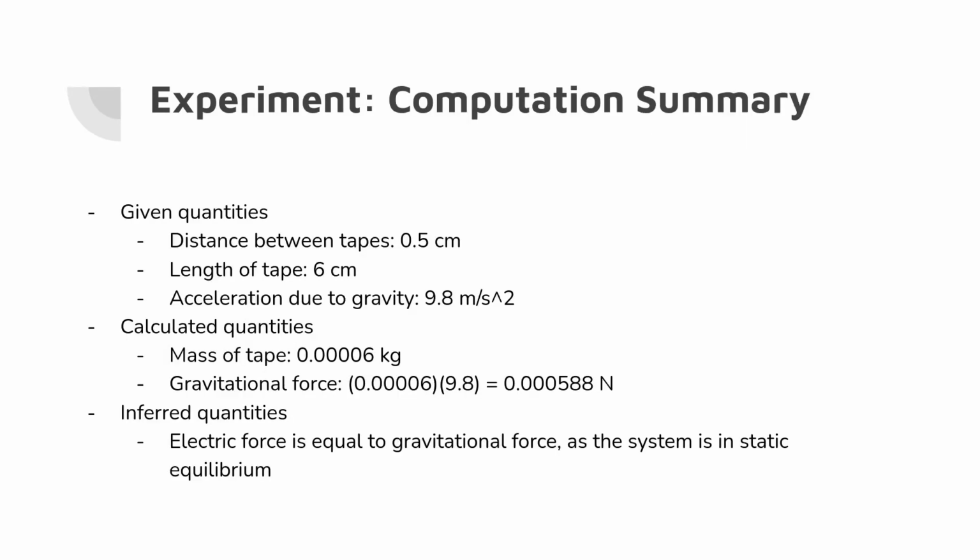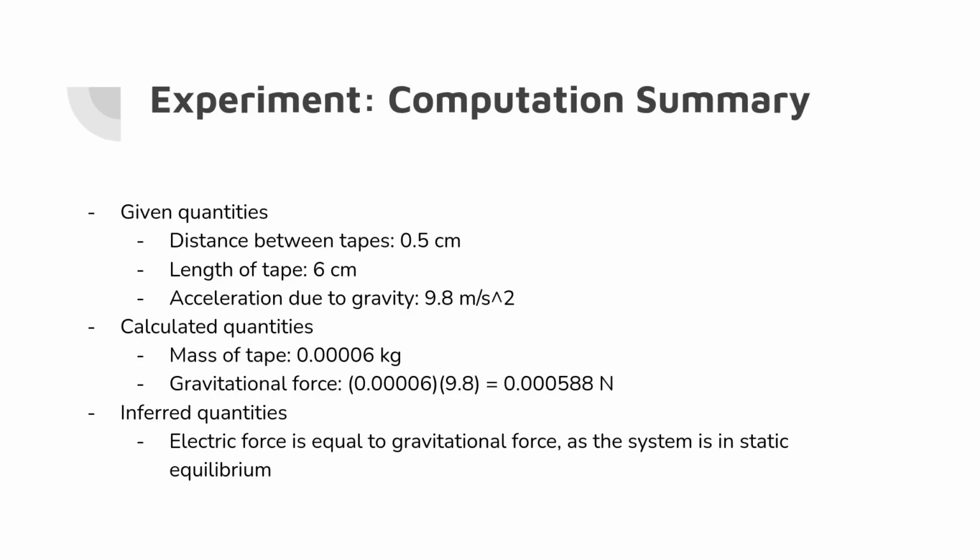Here is the computational summary before I get into the actual math itself. Here are the given quantities. We're able to measure that the distance between the two tapes is 0.5 centimeters. The length of each tape is 6 centimeters, and the acceleration due to gravity we will take as 9.8 meters per second squared. From this, we were able to calculate the mass of the tape, assuming that 1 meter of tape is 1 gram. And also from that, we're able to calculate the gravitational force.